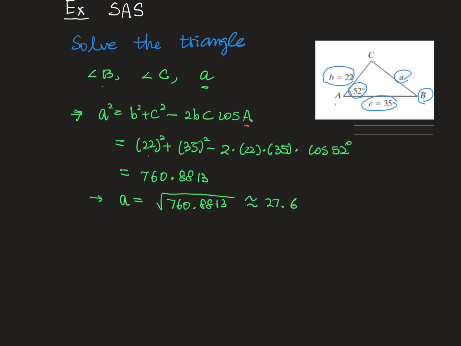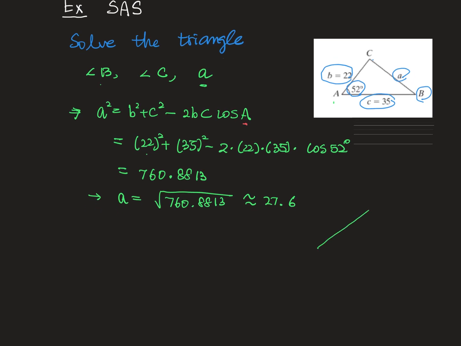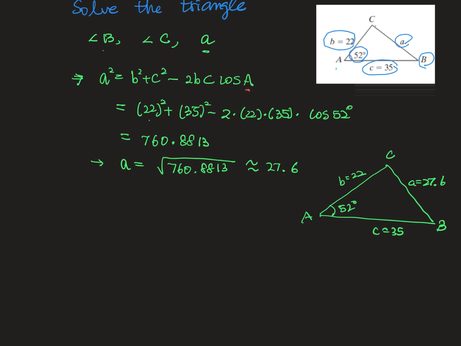Approximated to one decimal place, A is 27.6. Now you have a new triangle here. B is 22, angle A is 52 degrees, C is 35, and you found A is 27.6. So you know at least an angle and its corresponding side, so you don't have to use the law of cosines anymore. I'm going to use the law of sines to find angle B.